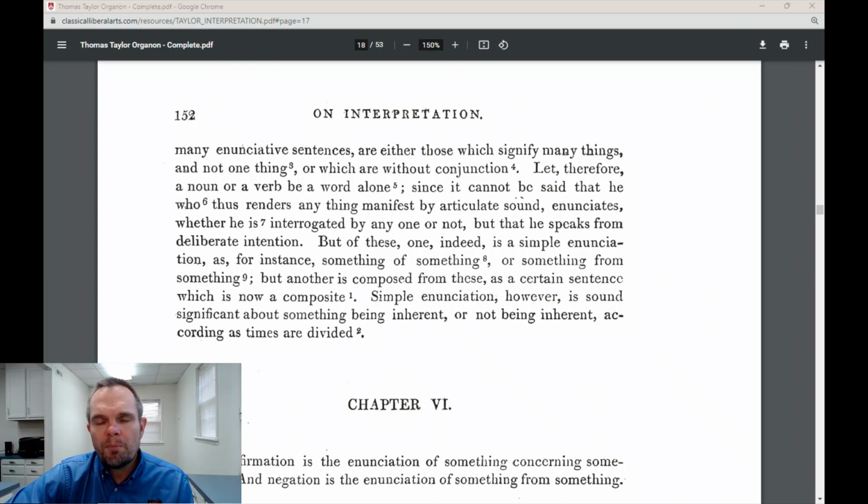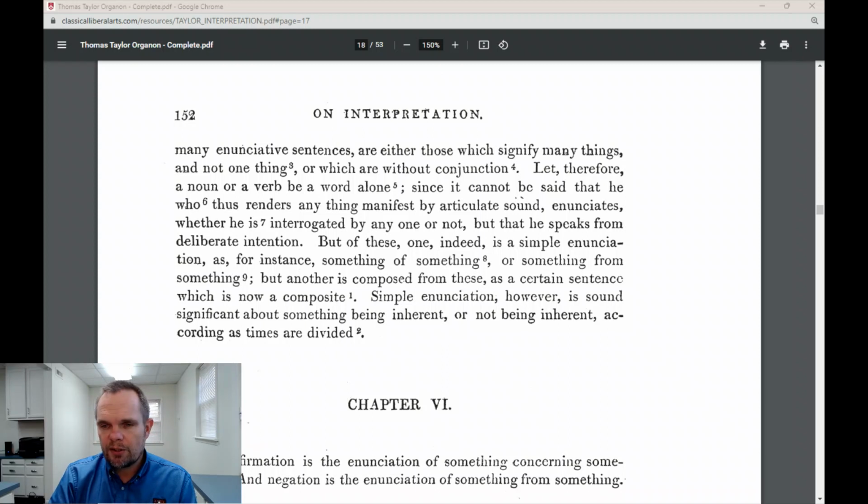So the purpose of chapter 5, for all of that talk that he gets into, some of which he dismisses as being irrelevant, the point of chapter 5, the one thing that you need to walk away with when you read chapter 5 is this definition at the end of the chapter. The definition of simple enunciation.